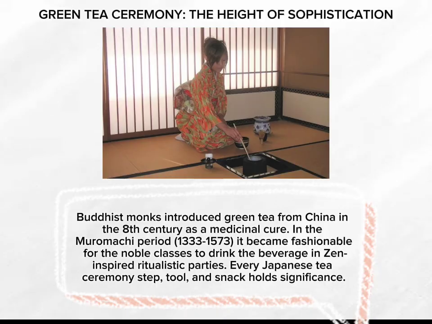Buddhist monks introduced green tea from China in the 8th century as a medicinal cure. In the Muromachi period, 1333 to 1573, it became fashionable for the noble classes to drink the beverage in Zen-inspired ritualistic parties. Every Japanese tea ceremony step, tool, and snack holds significance.